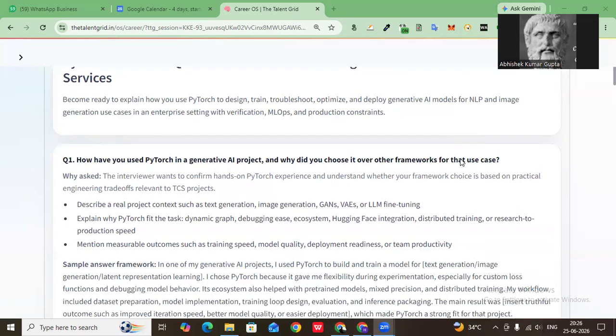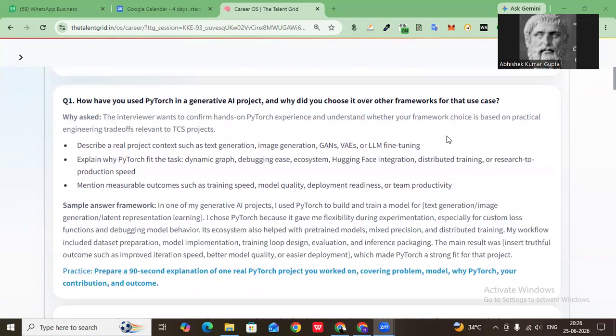And the first question is, how have you used PyTorch in a generative AI project, and why did you choose it over other frameworks for that use case? Okay, let us know the use case, how you used it and why you have opted for it with respect to other frameworks like TensorFlow.